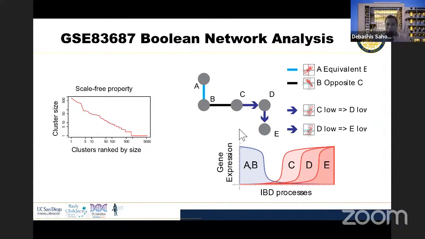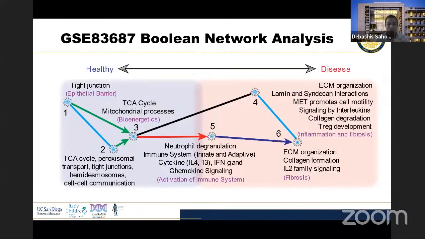And then we'll start looking at the network. Because the network is big, we're going to look at only the top few clusters and start looking at the relationship between these clusters and organize them with respect to the IBD process. So this is what the algorithm came up with.